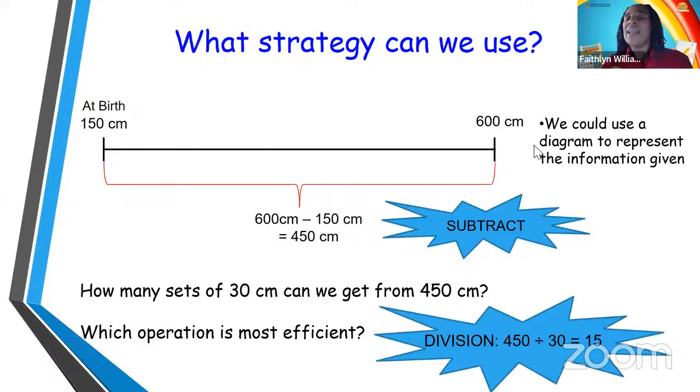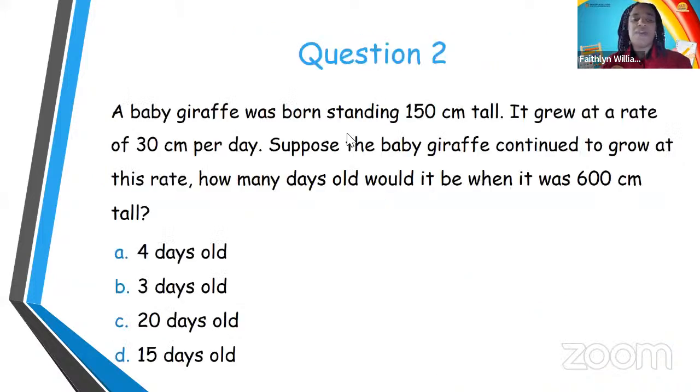We could divide, and when we divide, we would get 30 centimeters. 450 divided by 30 is equal to 15. Let me correct that. 15 days. So over a 15-day period, the giraffe grew 450 centimeters, and 450 centimeters added to the 150 centimeters, which is the height at birth, would give us that 600 centimeters. And that's one way of checking your answer.